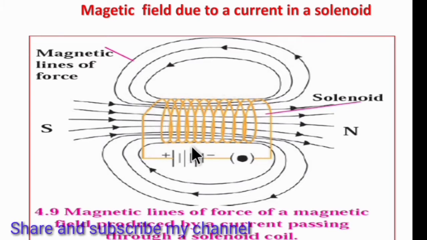One open end of the solenoid acts as a magnetic north pole, here is the north pole, and the other as a magnetic south pole, here is the south pole. The magnetic lines of force inside the solenoid are parallel to each other. What does this mean? This means that the intensity of the magnetic field within a solenoid is uniform everywhere. That is, the magnetic field in a solenoid is uniform.